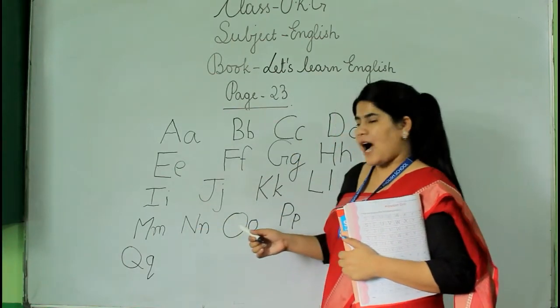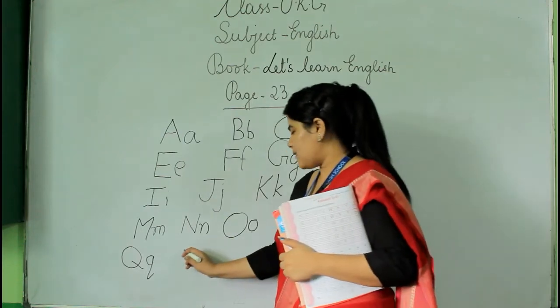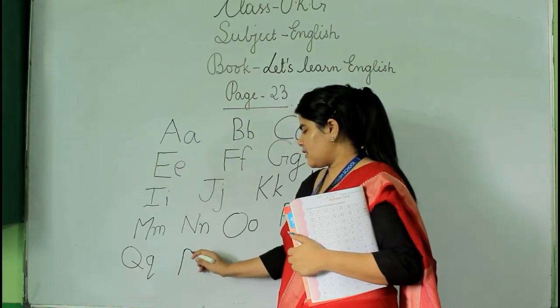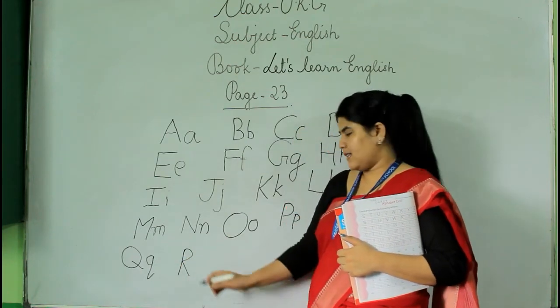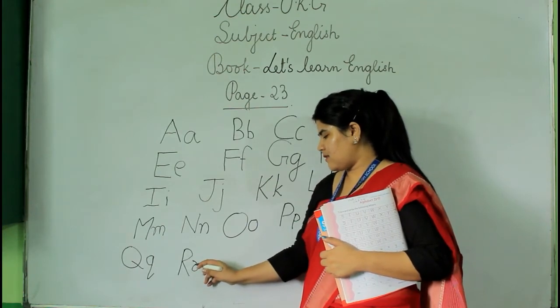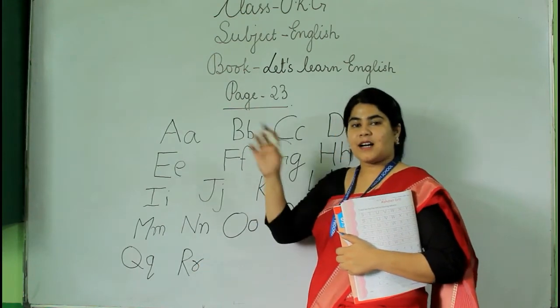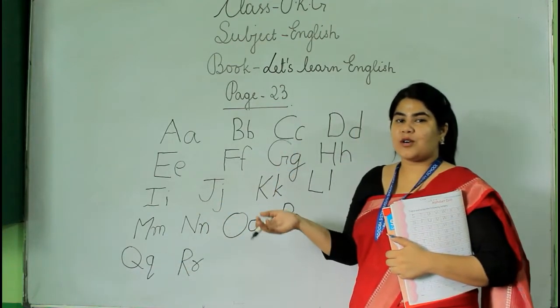Okay. Now after Q, what comes after Q? It's R. Standing, circle, slanting, became capital R. Then for this you have to make a little bit of a curve in this way. Okay. R is for rat, R is for rose.